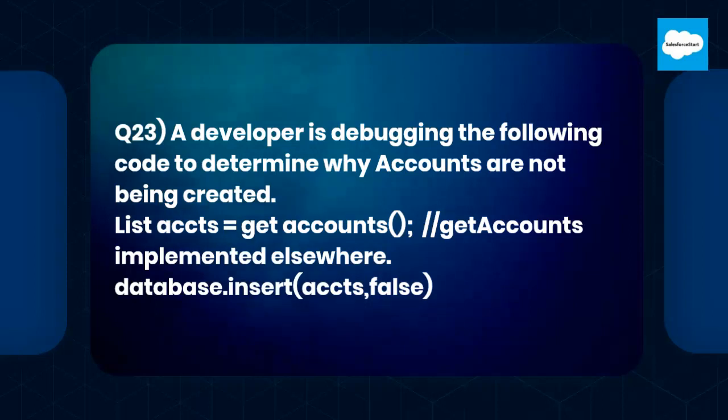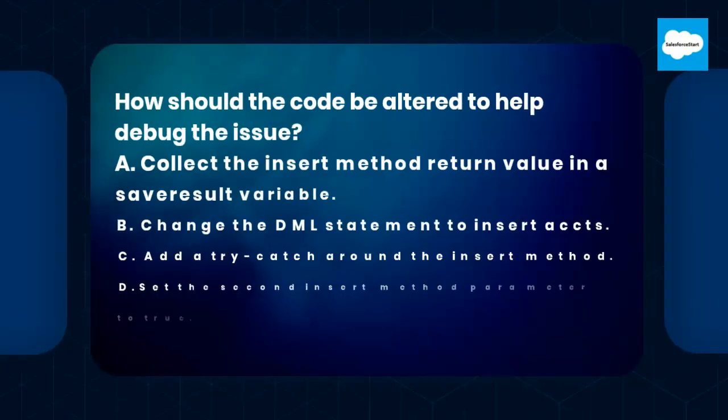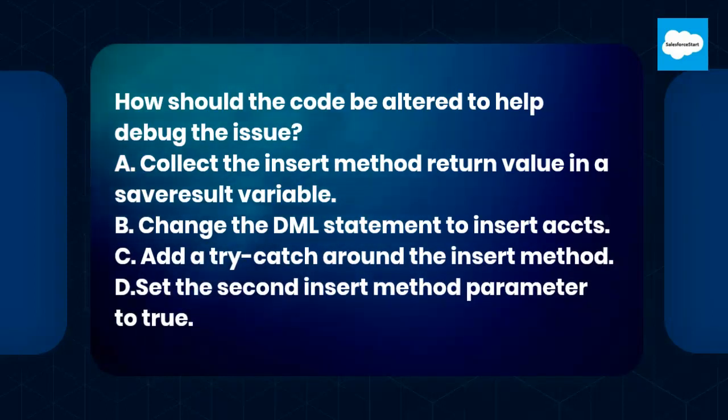Q23. A developer is debugging the following code to determine why accounts are not being created. List<Account> x = getAccounts(); // getAccounts implemented elsewhere. Database.insert(x, false). How should the code be altered to help debug the issue? A. Collect the insert method return value in a SaveResult variable. B. Change the DML statement to insert x. C. Add a try-catch around the insert method. D. Set the second insert method parameter to true.